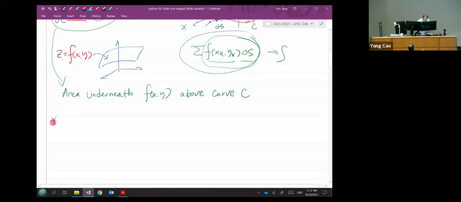Okay. So let's look at the last point of this scalar line integral, which is not that difficult to understand. It's actually quite straightforward. We need to talk about one property for the scalar line integral, and this property is called the additive property.